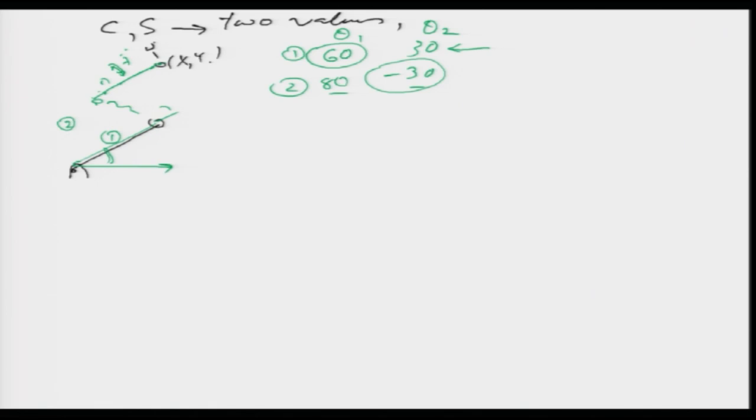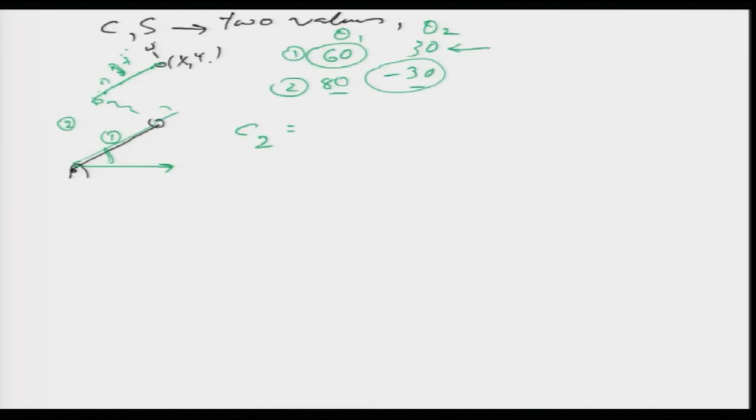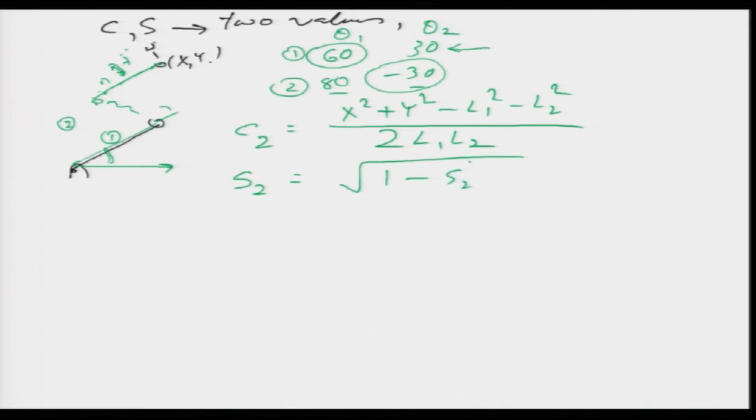So what this means is, if we have this equation, cos θ2, let me write this equation again. cos θ2 is equal to (x squared plus y squared minus L1 squared minus L2 squared) divided by twice L1 L2. What we should do here is use sine. We convert this to sine, so we get minus sine θ2 squared, and then for θ2 we use a special function which is called atan2. So atan2 of sin θ2, cos θ2.